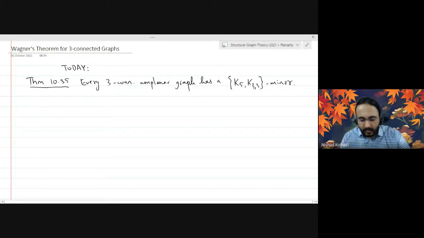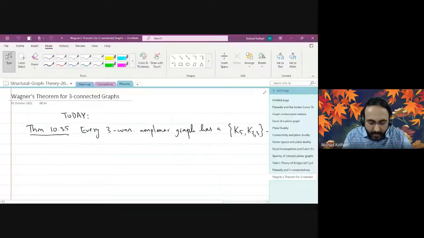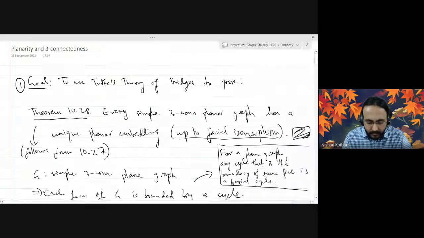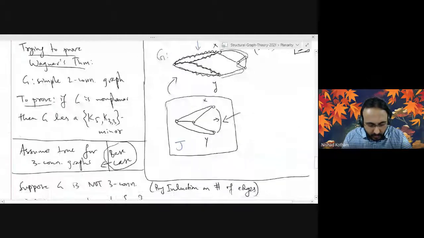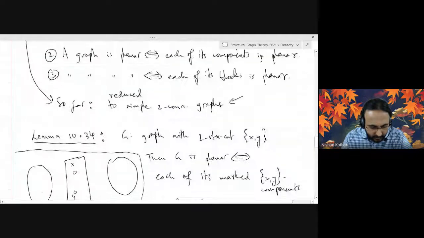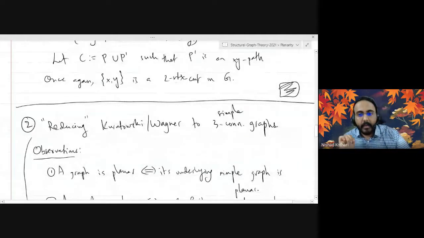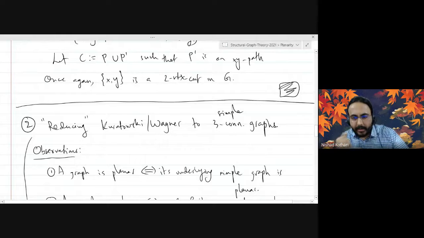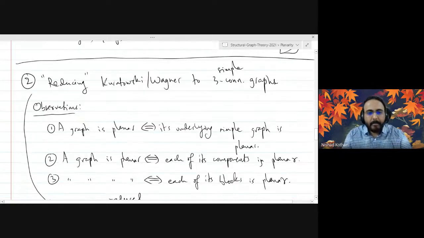Okay. Are there any questions regarding why it suffices to prove just for three connected graphs? Right. So that was what we did yesterday in the second half. In fact, we reduced it to simple three connected graphs, but it turns out we can prove it for three connected graphs just as easily. So, yeah.